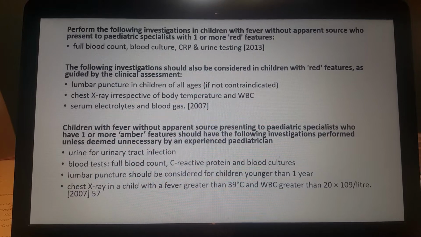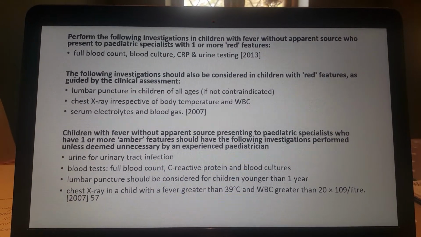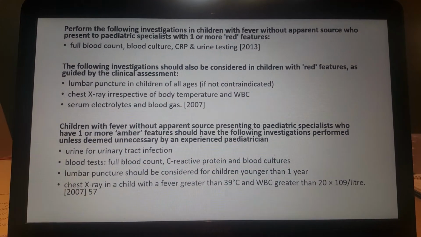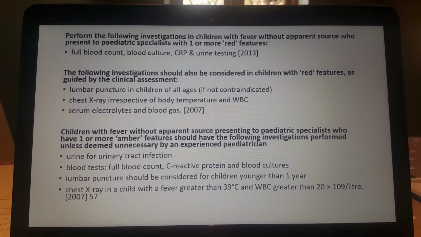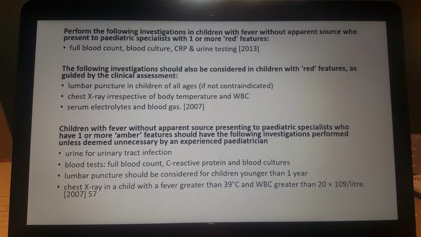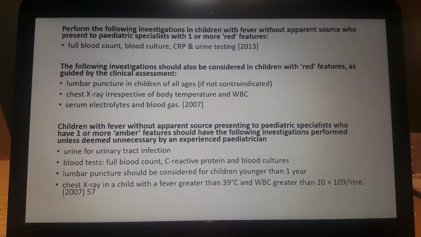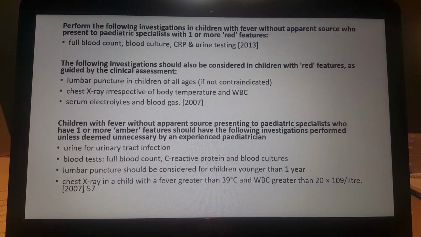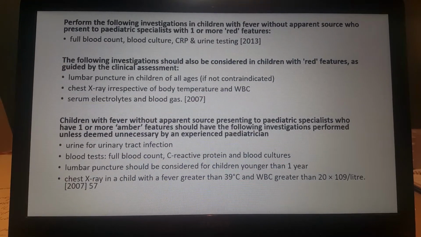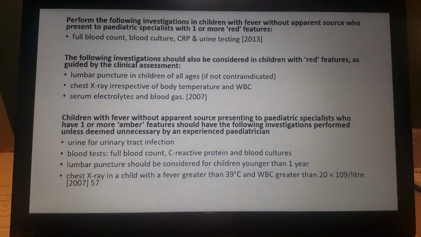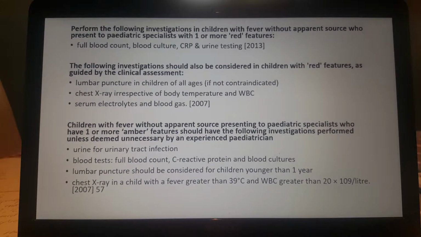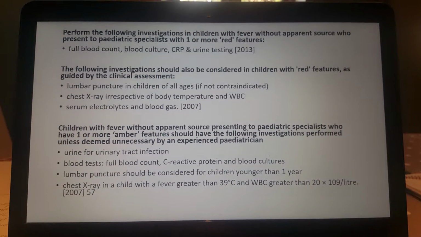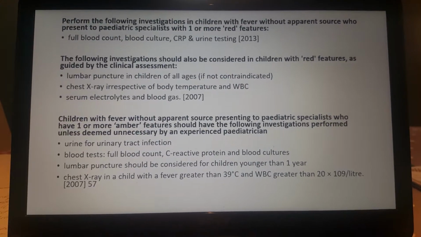So if we look at the recommended tests in specific groups according to the traffic light system, a child between 3 months and 5 years who has 1 or more red features should have as a minimum a full blood count, blood culture, CRP and urine tested. If they fall in this same group with red features, a decision should also be made about whether they should have a lumbar puncture. They should have a chest x-ray, irrespective of the body temperature and the white cell count, and also serum electrolytes and blood gas.